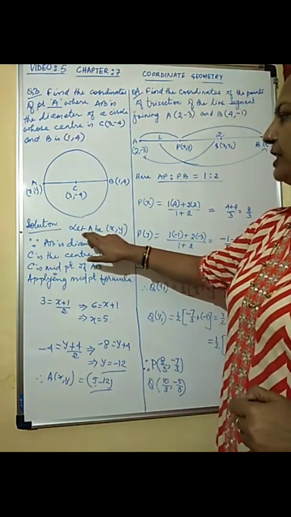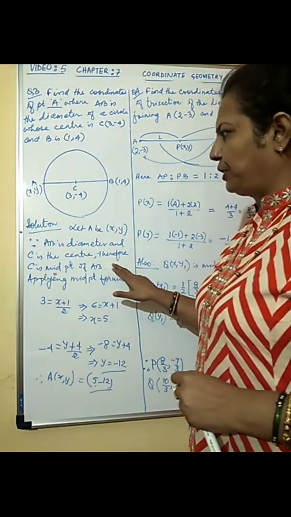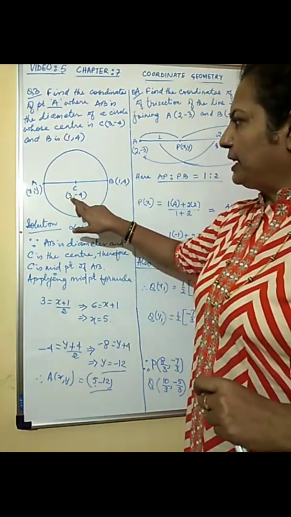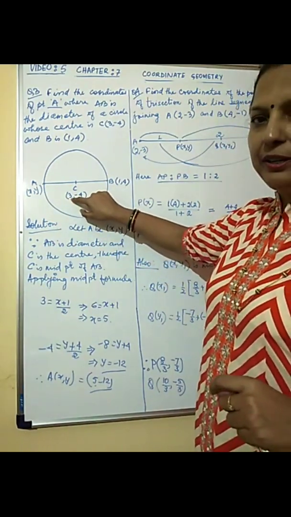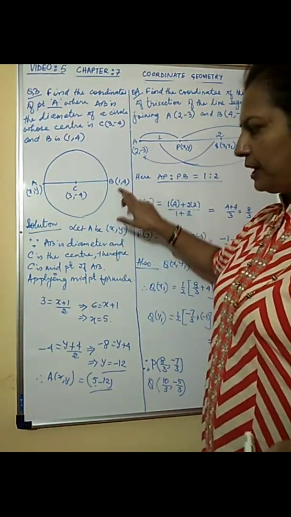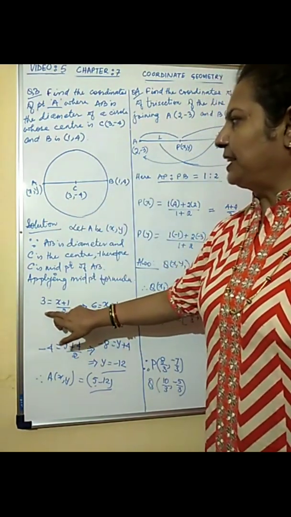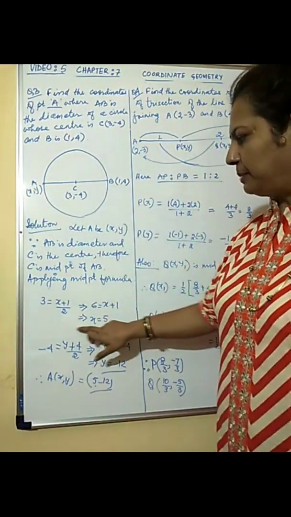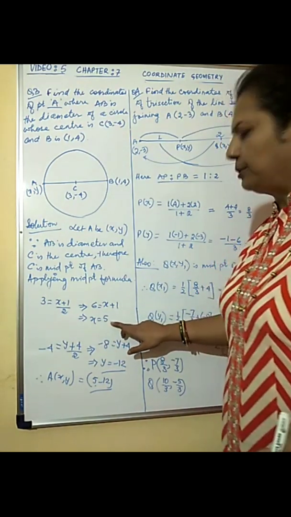So let A be (x, y). Then AB is the diameter and C is the center, therefore C must be the midpoint of AB. Applying the midpoint formula, what do we get? The x coordinate is equal to x1 plus x2 divided by 2. So we have x1 in the form of x here and x2 in the form of 1, and this is the x coordinate. So we get 3 is equal to x1 plus x2 divided by 2. So this is x plus 1 divided by 2. Now we cross multiply, you get 6 equal to x plus 1. This would imply x equal to 5.